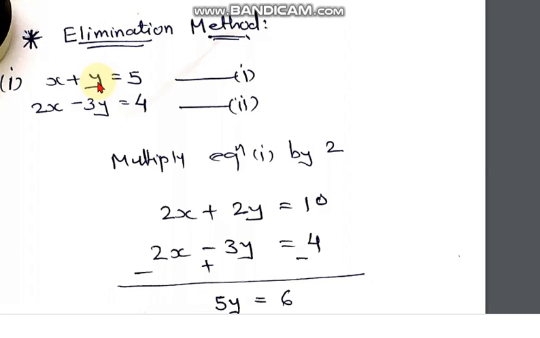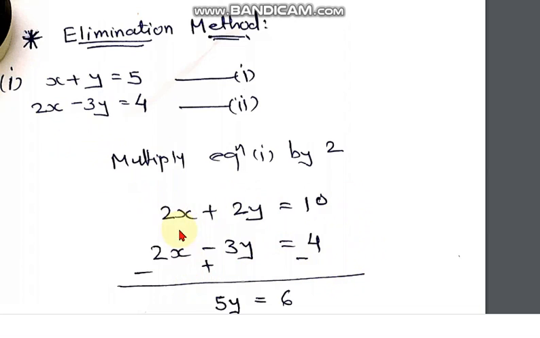So multiply equation 1 by 2. Why? Because in the second equation the coefficient of x is 2, so I want to make the coefficient of x 2 here. So let us multiply it by 2. If we multiply this equation by 2, we will have 2x plus 2y equals 10, and the other equation we have is 2x minus 3y equals 4.